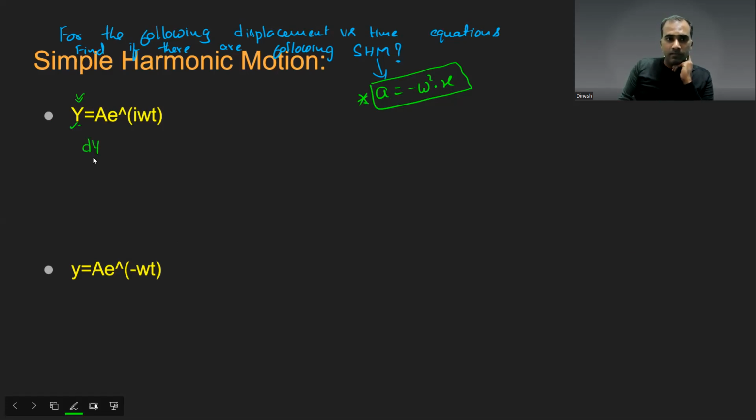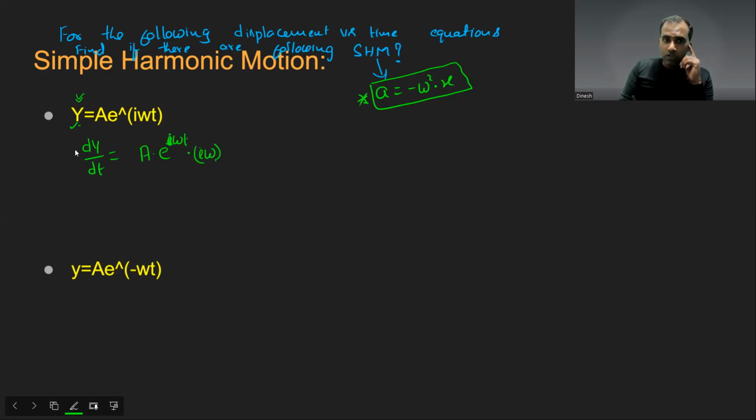First one. dy by dt. Don't worry, I have taken x as the notation for displacement. In this problem, they have taken y as the notation. That's fine. Any notation is okay. dy by dt, just differentiate it and see. A into e power j omega t. Sorry, i is the notation used in intermediate. i omega t into differentiation of the power is i omega.